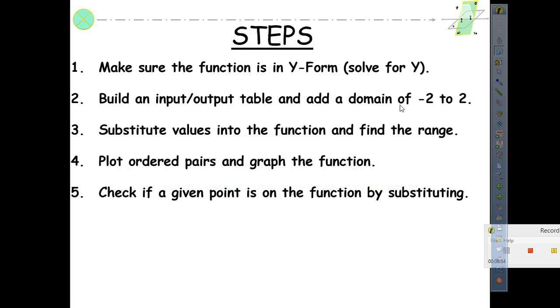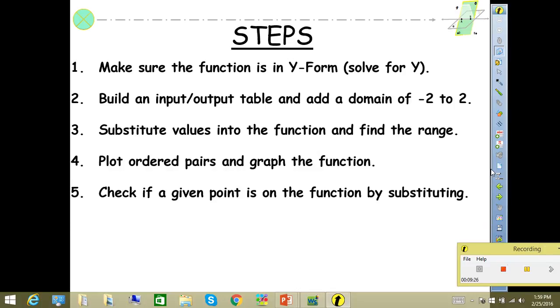So write these steps down. Steps. Step 1, make sure the function is in Y form, open parentheses, solve for Y. Step 2, build an input-output table and add a domain of -2 to 2. Step 3, substitute the values into the function and find the range. Step 4, plot ordered pairs and graph the function. Step 5, check if the given point is in the function by substituting. Copy those 5 steps. Then we'll go over one example together.